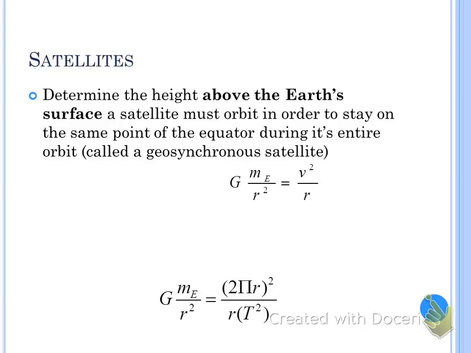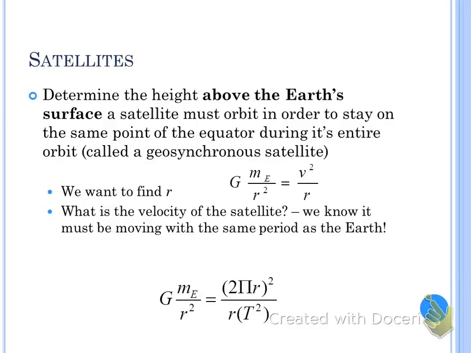Determine the height above the Earth's surface a satellite must orbit in order to stay on the same point of the equator during its entire orbit, which is called a geosynchronous satellite. Obviously, to stay on the same point at the equator. All that means is that it's not shifting, it's not moving on the axis, it's staying at that exact same point around the equator the whole time. So it's not being pulled one way or the other. Our goal is to find r.